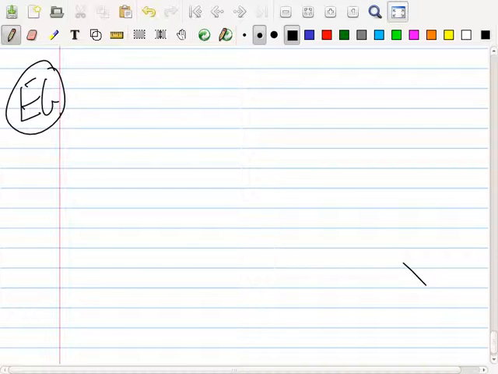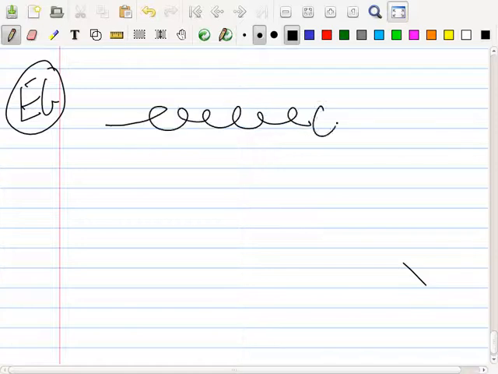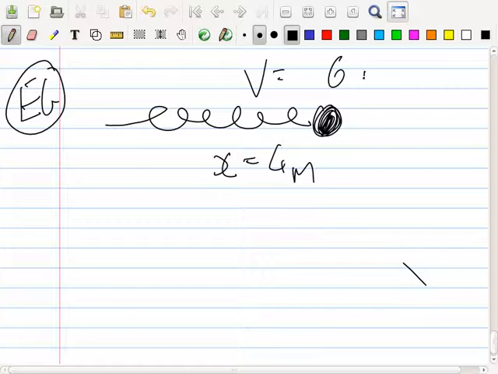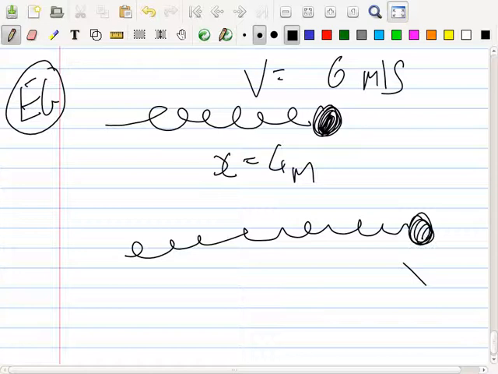Okay, so you have a particle, and it's moving with simple harmonic motion. So here's our particle. Now, when the x is 4 meters, the speed is 6 meters per second. And then when the x is 3, oops, this should be smaller.